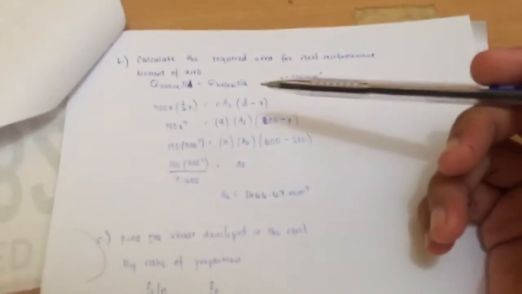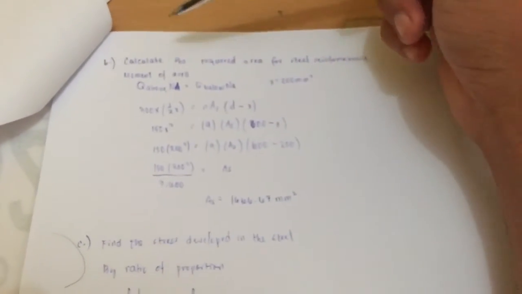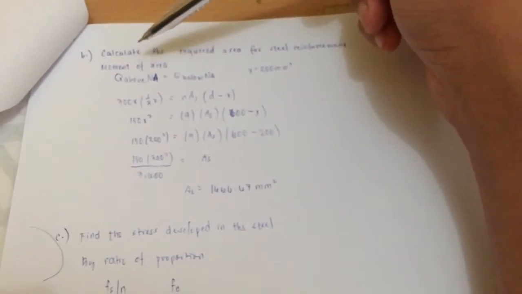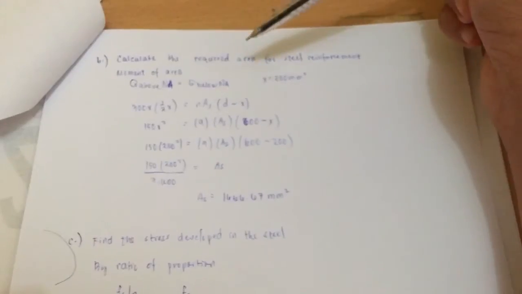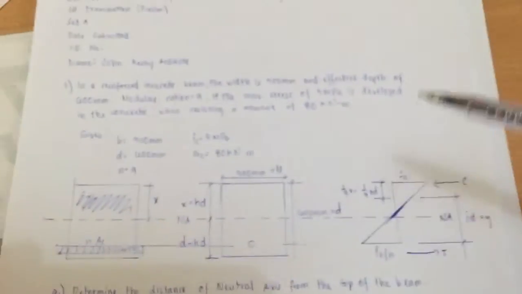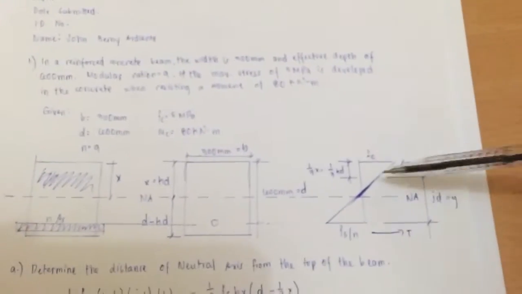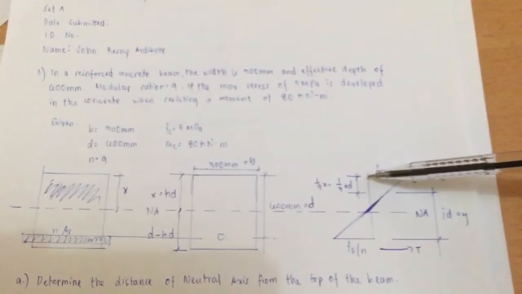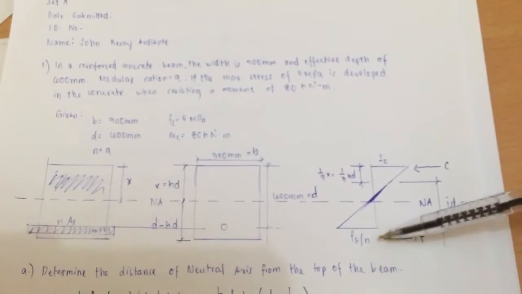So let's proceed to question letter B. Calculate the required area for the steel reinforcement. In this kind of problem, what you need to do is to equate the moment of area above the neutral axis and below the neutral axis.